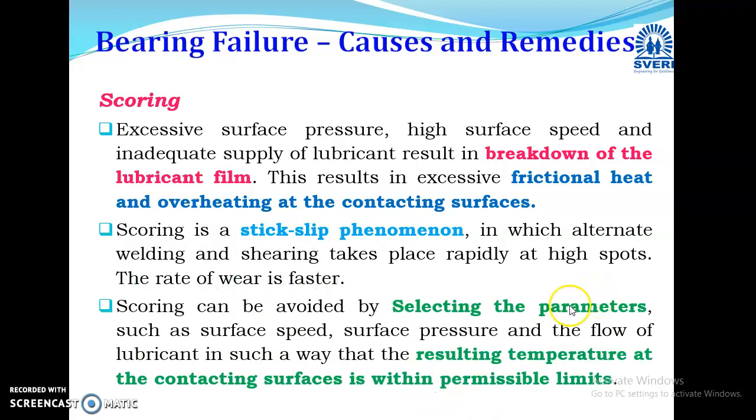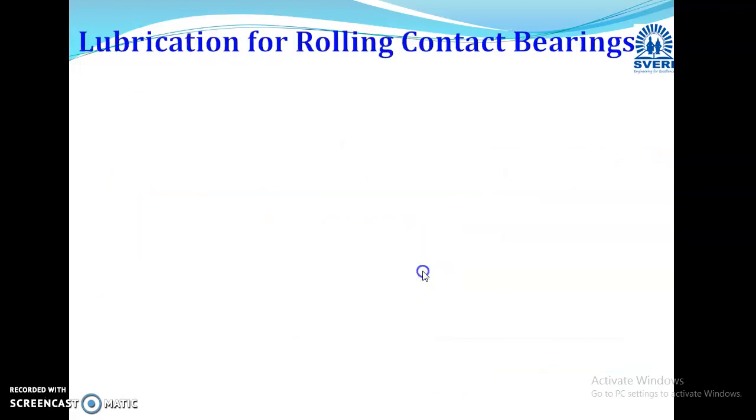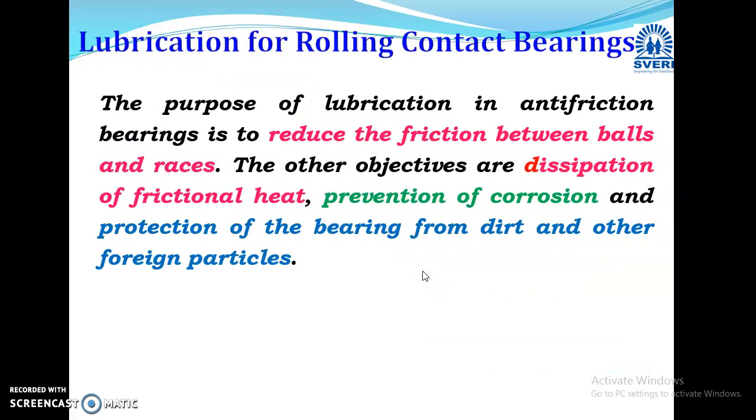Scoring can be avoided by selecting parameters such as surface speed, surface pressure and flow of lubricant. We have to select these three parameters in such a way that the resulting temperature at the contacting surface will be within permissible limit. There will be no breakdown of lubricating film, lubrication will be proper and scoring can be avoided. So in short, we have discussed these various types of failures.